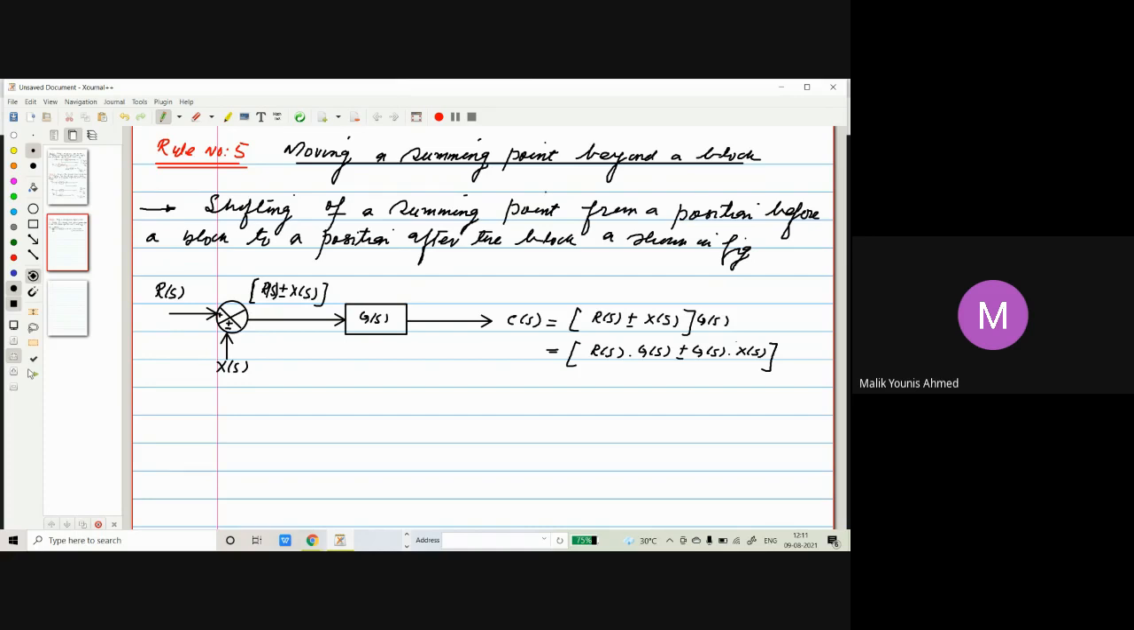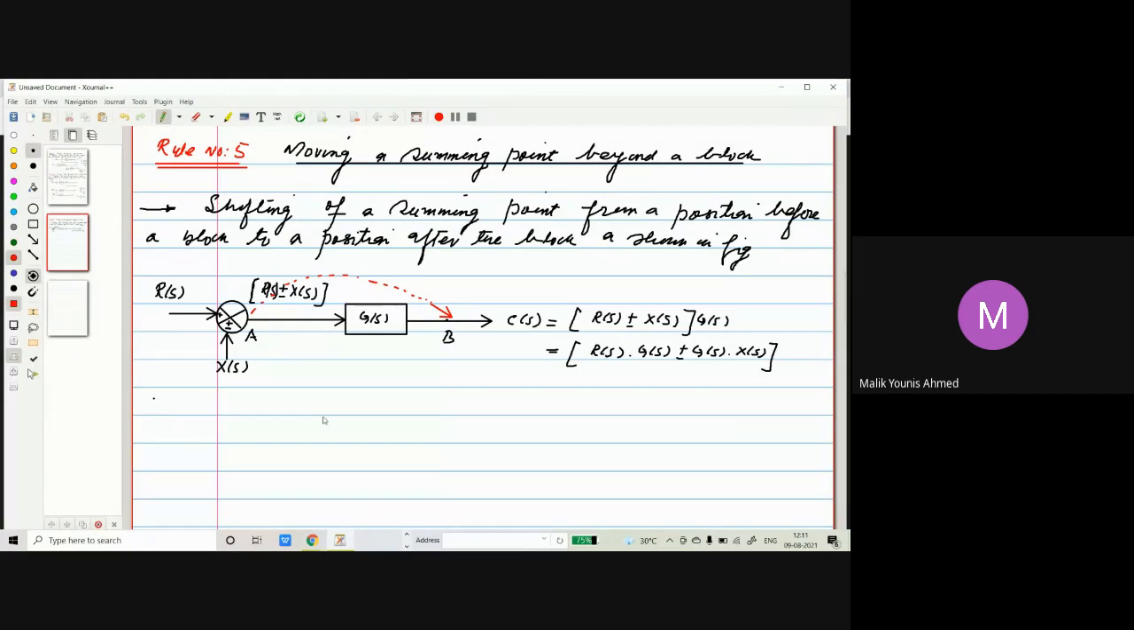What is our aim? Our objective is shifting of a summing point. This is the summing point, from a position before a block, and we need to move it here. So that's what I'm going to draw. This is position A and we need to move it here to position B. Let me mark this in red. This position we need to move it. Okay, let's see how we can do it.